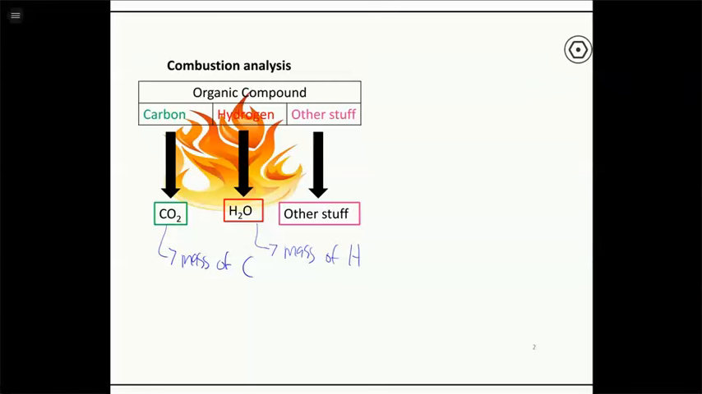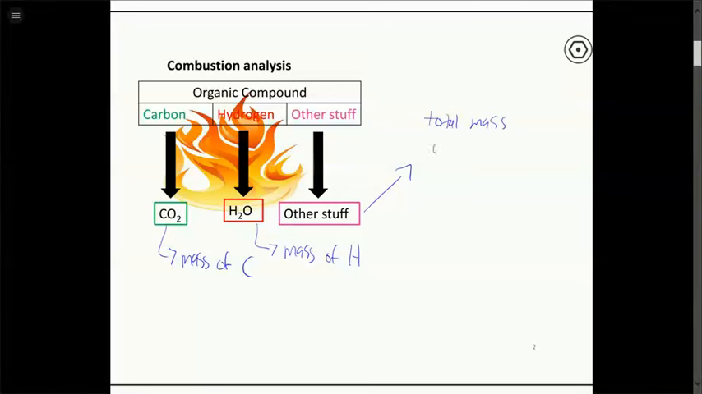And then for this thing that we call other stuff, which could be, like I said, a number of different possibilities, you're going to get this by difference. So you know the total mass of compound that you started with. And if you subtract the mass of carbon, which you can get from the CO2, and you subtract the mass of hydrogen, which you can get from measuring the amount of water that you form, you can then get the mass of everything else that's in the compound.